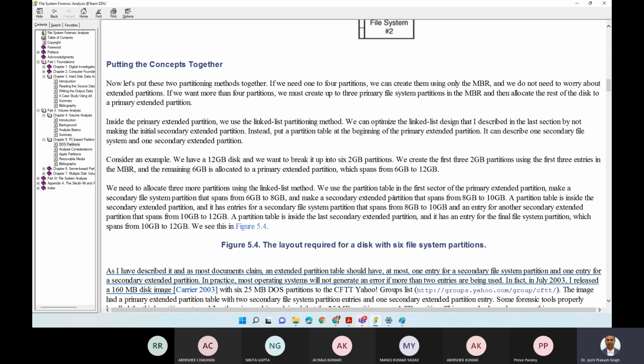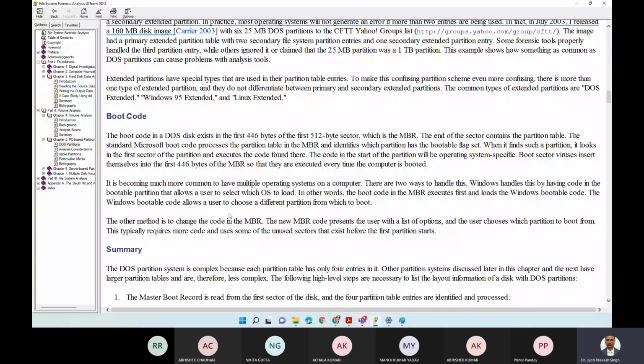In the second option, we do not have any boot code there. We just have a list of the OSs, and the user selects which partition to run. Then it goes to that partition and runs from that particular place.